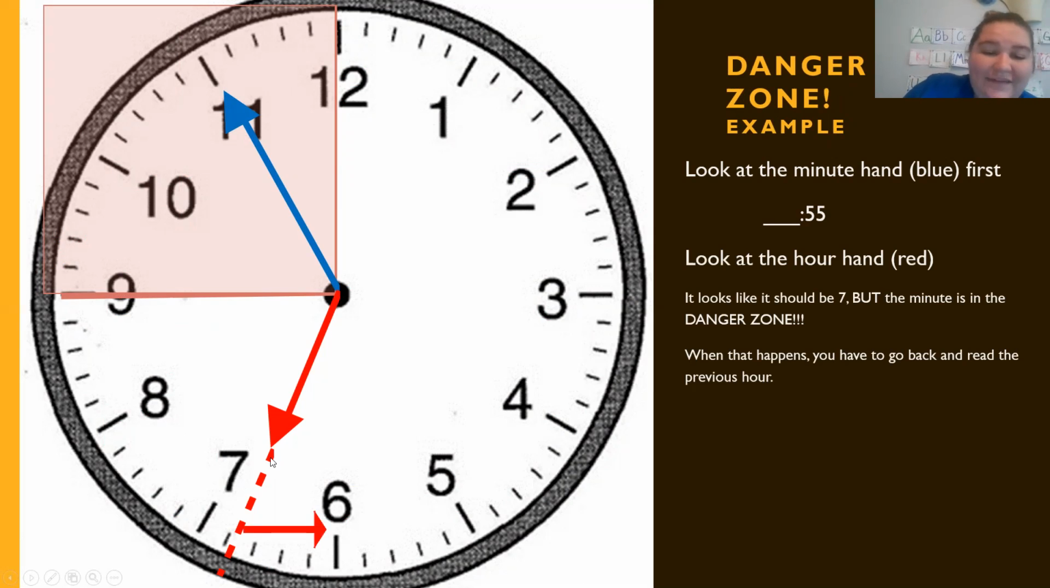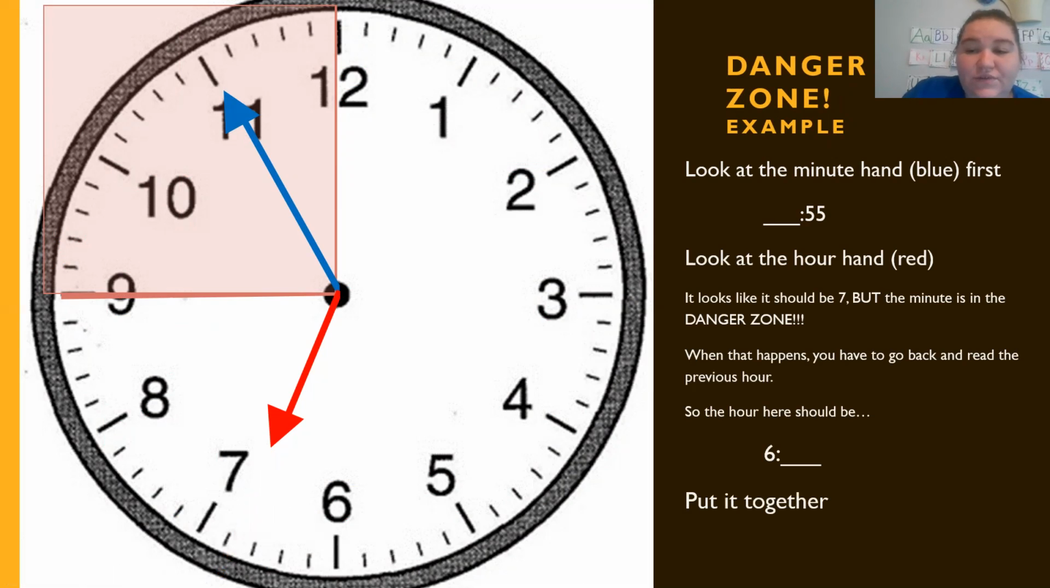So I have to go back. Instead of being at 7, it hasn't hit 7 yet. It's not at 7 yet. It's before 7. I have to go back to the 6. So the hour here should be 6. So if we put it together, the time here is 6:55.